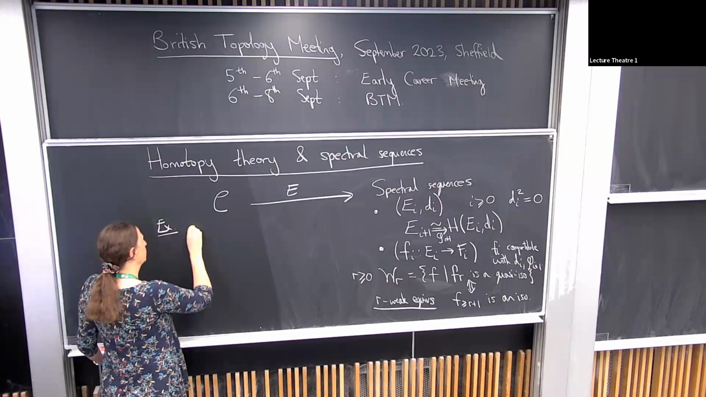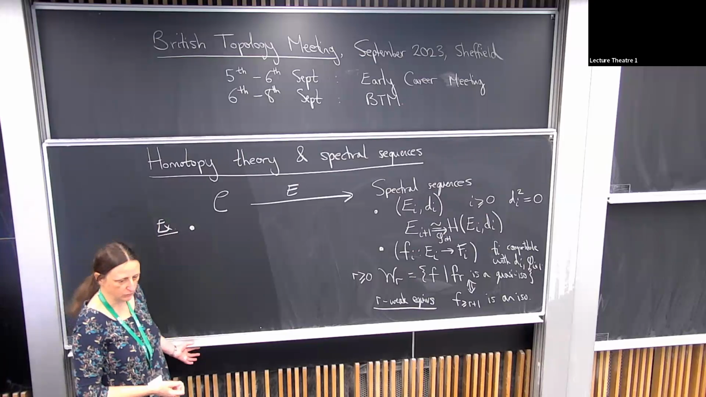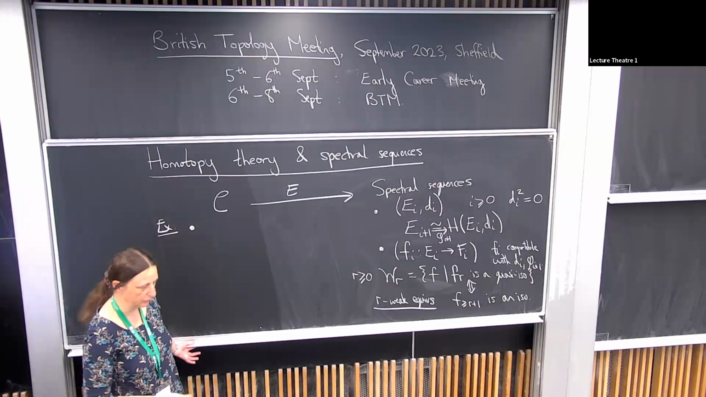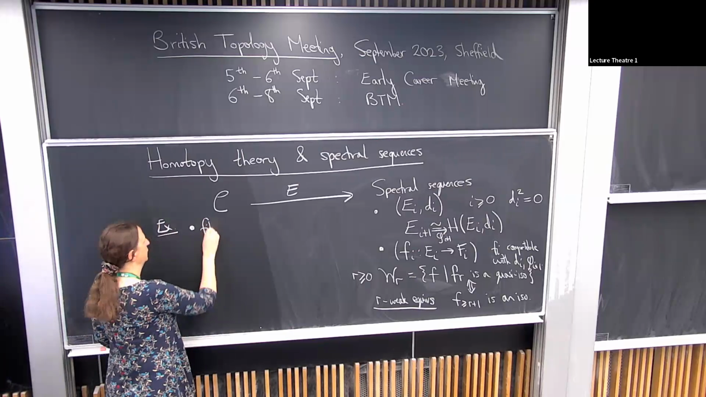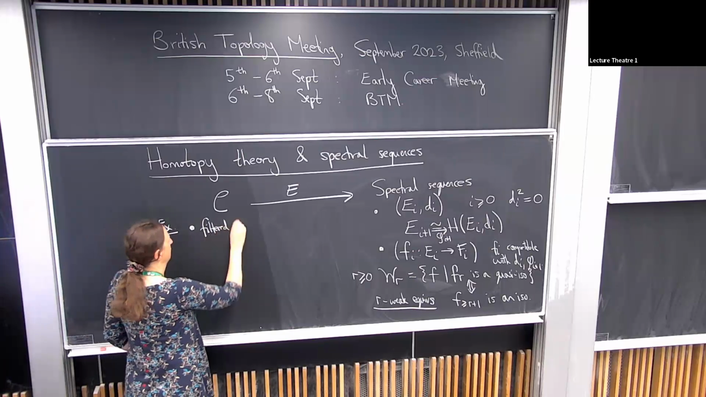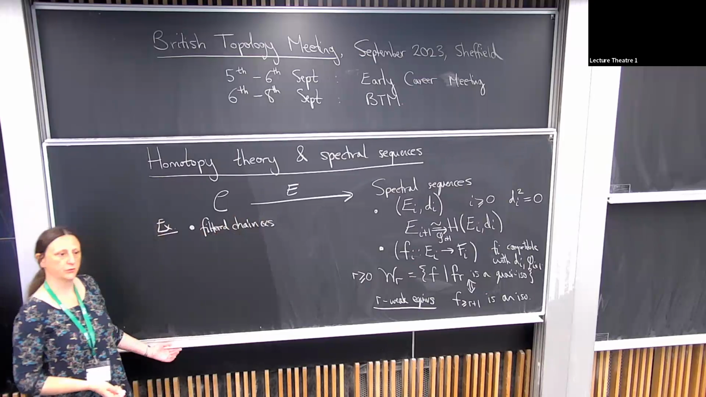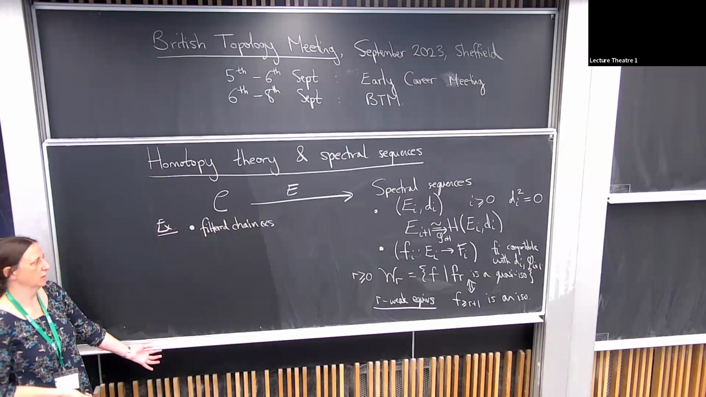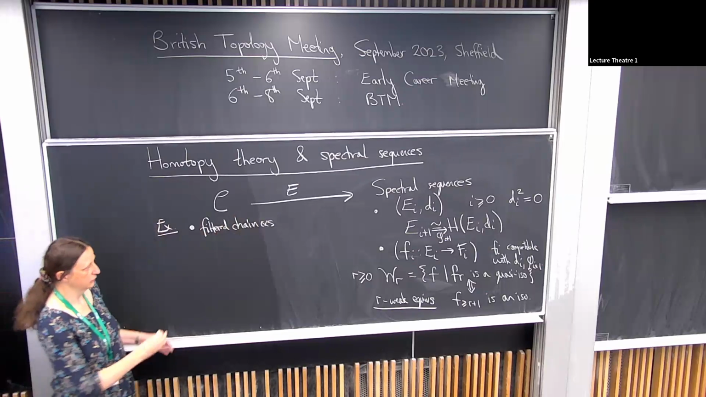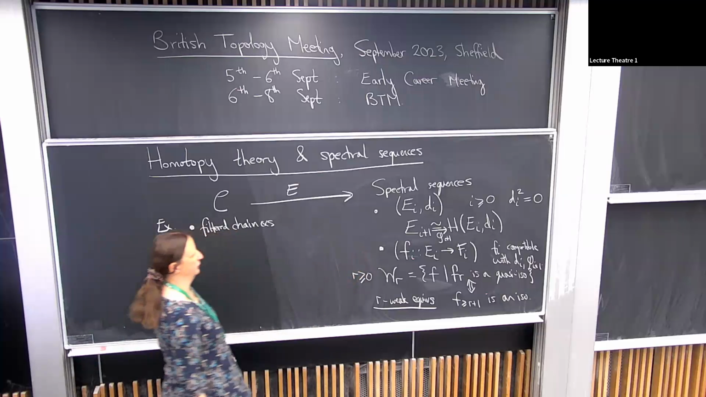One of the most common or natural places where you get functorial spectral sequences would be if you were in filtered chain complexes. It's one of your standard examples that comes to mind when you think about a category for which you have a standard assignment of a spectral sequence.